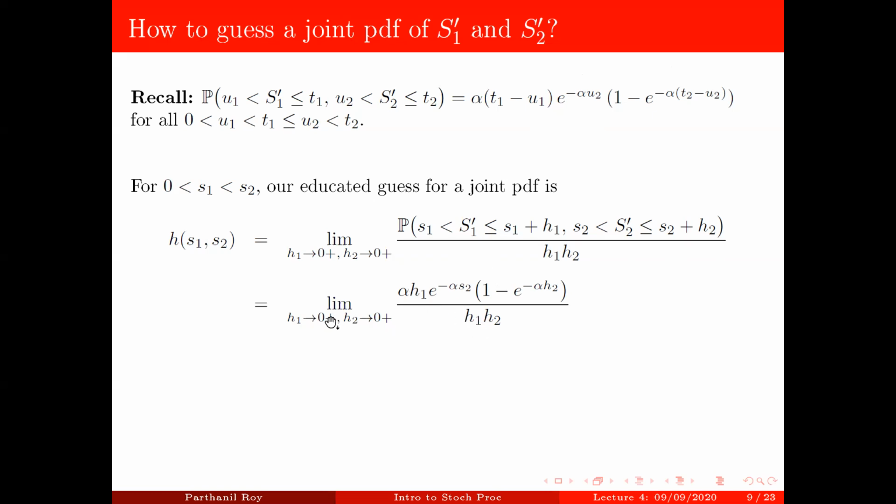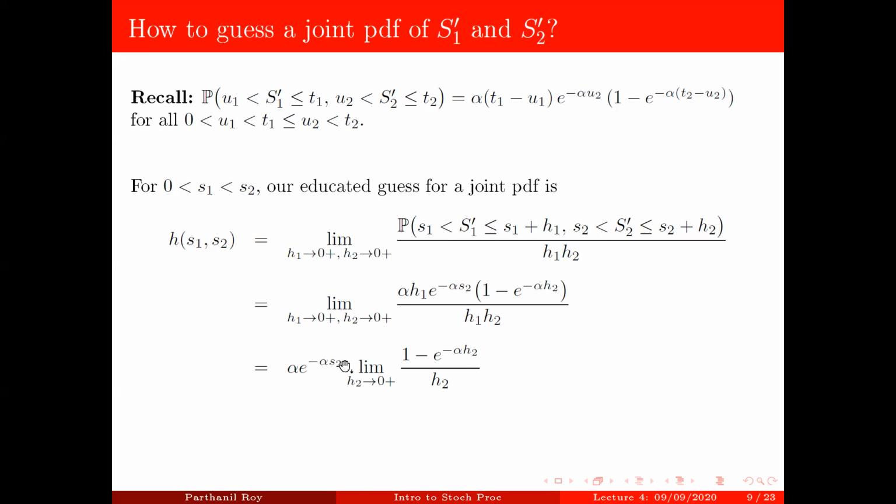Okay. H1 is going to 0, but it's still positive. So that will get cancelled. And then the limit with respect to H1 is gone because this has no H1 in it. Now, this alpha and e power minus alpha s2 will come out as constants. And then you have to evaluate this limit just as H2 goes to 0 plus. And we know that this limit is alpha.